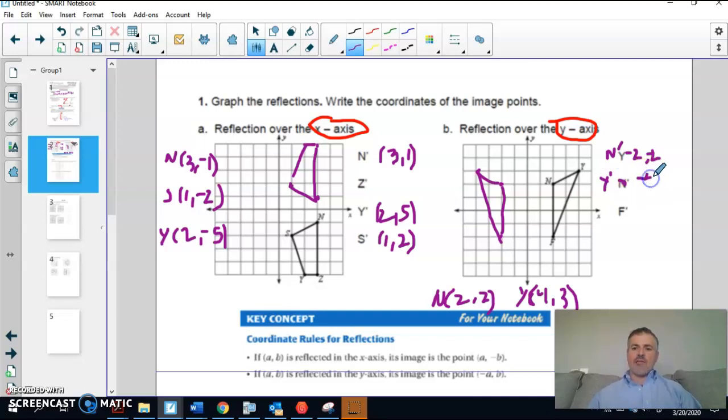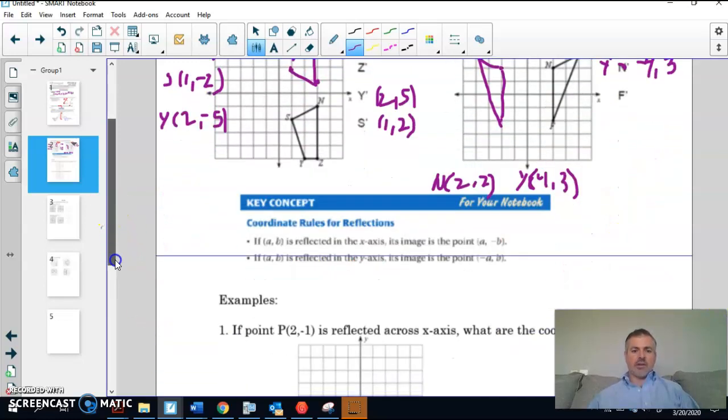So now instead of the y value changing sign, you can see that the x value is changing sign here. So that's what I wanted to point out here. See, the y values stay the same, but it's the x values that change sign, which kind of summarized down here. So the coordinate rules for reflections. So again, if I reflect over the x-axis, that means you're going to change the sign on the y value. If you reflect over the y-axis, that means you're going to change the x, or the opposite of the x value.